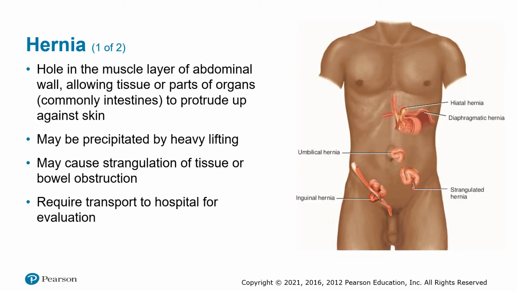A hernia is a hole in the muscle layer of the abdominal wall. It usually allows tissue or parts of organs to protrude up against the skin. It may be precipitated by heavy lifting. It may also cause strangulation. So you may get a strangulated hernia. And it does require, typically, transport to the hospital. Sometimes there's nothing they can do.